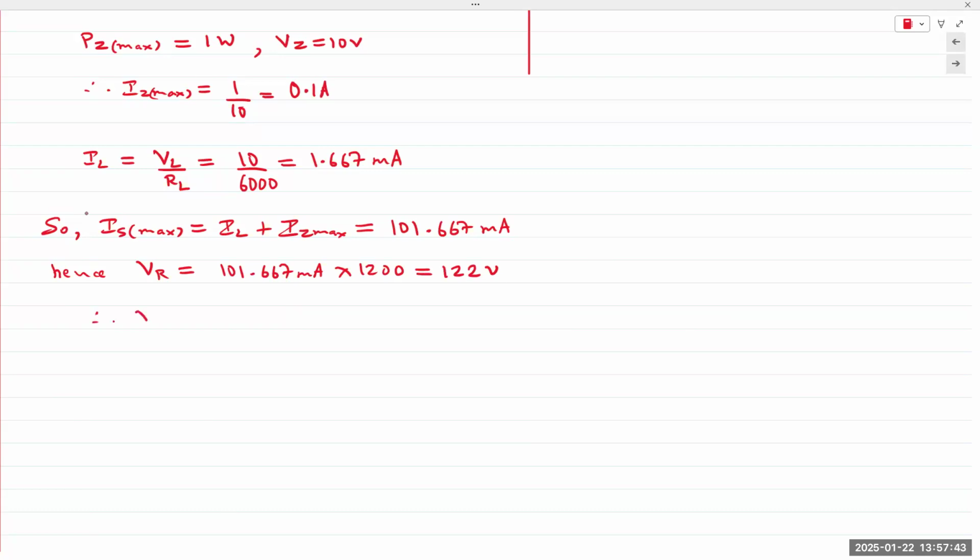And that means that VSS max cannot exceed VR plus VL, excuse me, which is 132 volts. Therefore, final summation is that the range for VSS is 12 volts up to a maximum of 132 volts.